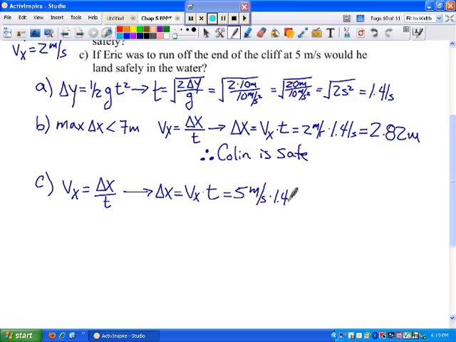So 5 multiplied by 1.41 will leave us with a resulting distance traveled of 7.05 meters. Well, unfortunately, the pond is only 7 meters wide. So therefore, Eric ends up smashing his face on the opposite shoreline.